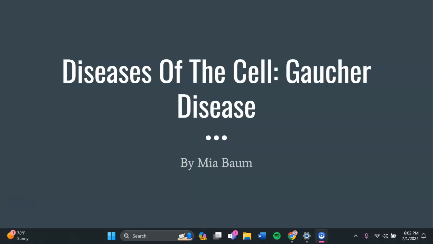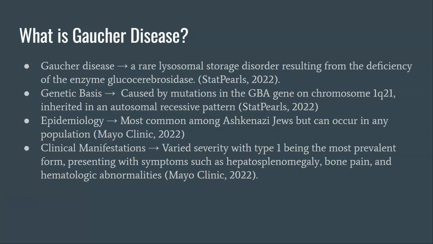I will be discussing Gaucher disease in this project. So, what is Gaucher disease? Gaucher disease is a rare lysosomal storage disorder that results from a deficiency of the enzyme glucocerebrosidase. The cause of Gaucher disease on a genetic basis is mutations in the GBA gene on chromosome 1q21. It is inherited in an autosomal recessive pattern.